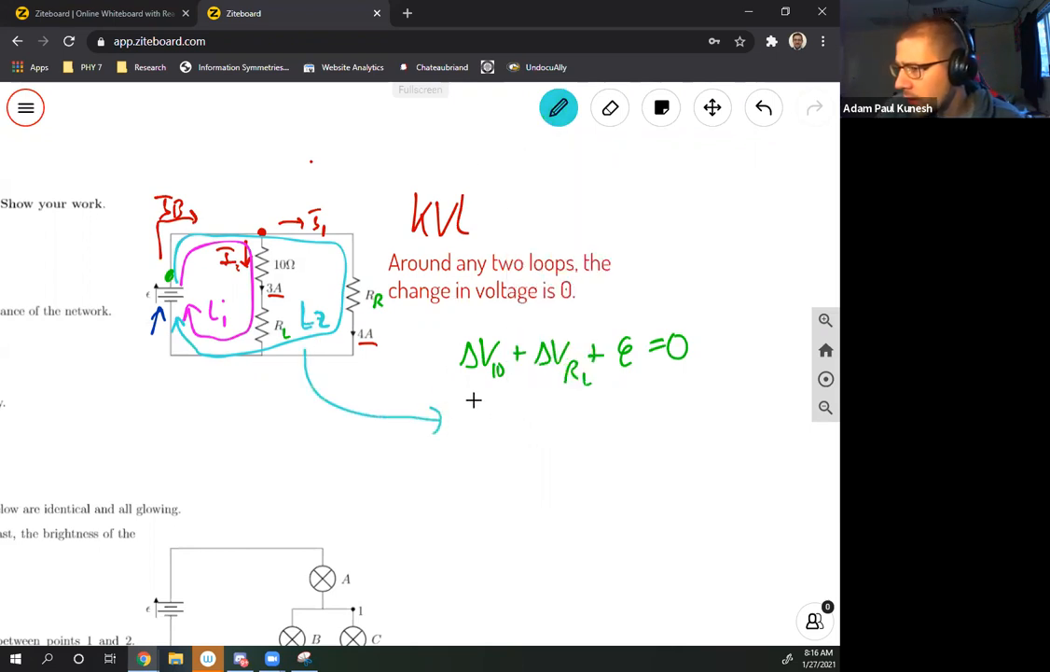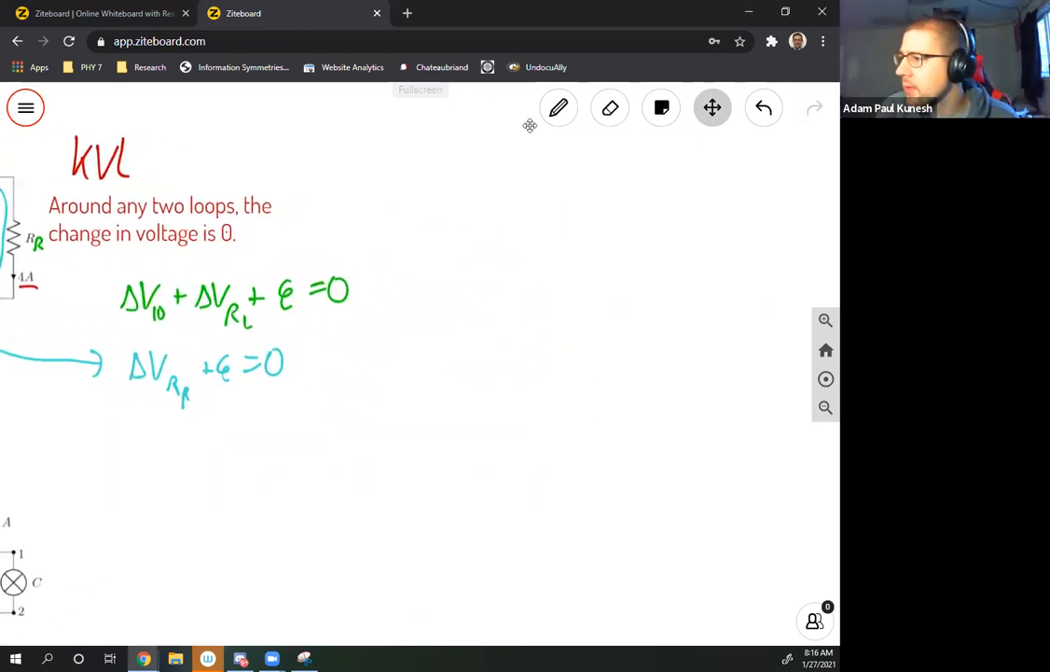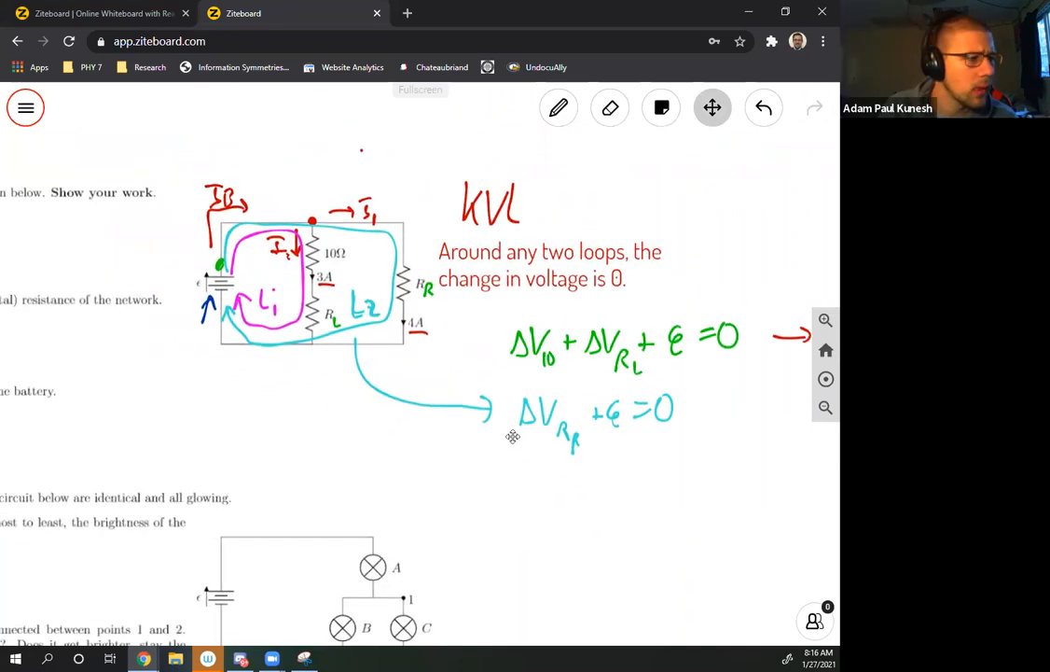Likewise, if I take the second loop, that tells me that the battery voltage plus the change in voltage across the R resistor, the right resistor, is 0. Okay, so let's sub some things in here. The change in voltage across the 10 ohm resistor. Actually, first, let me ask, are there questions about that step? I know at least some of that was required on the quiz, so if there are questions, I definitely want that first. Is it clear how I set up those loops?